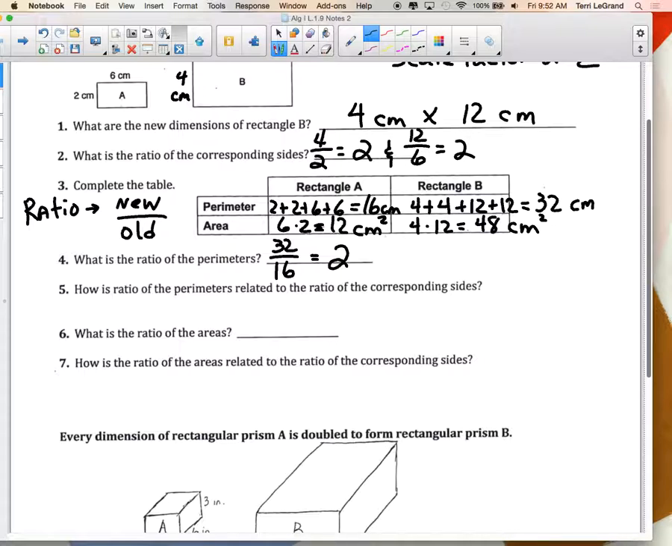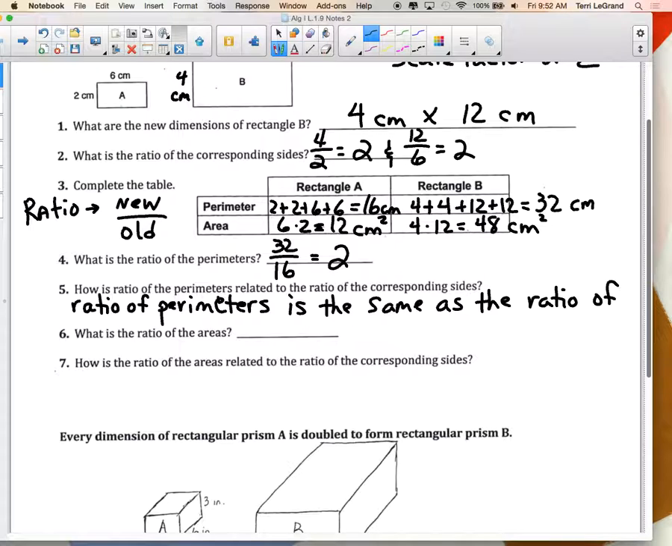Well, tell me then, how is that related to the ratio of the corresponding sides? Compare them. They are what? They're equal. They're the same, aren't they? So the ratio of perimeters will be the same. So ratio of perimeters is the same as the ratio of corresponding sides.